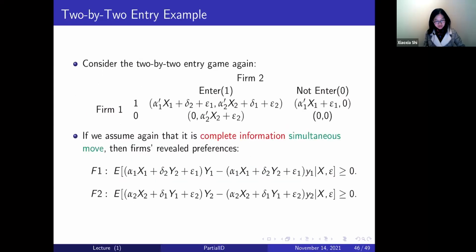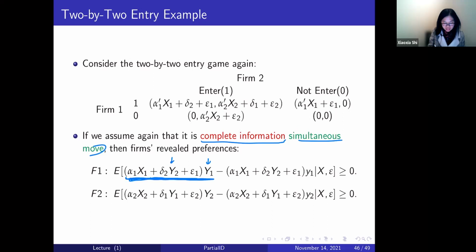Just to fix ideas, we can consider this 2x2 entry game again. Now, suppose we assume it's complete information and simultaneous move, just like before. You can set up the firm's revealed preference this way, right? So this is the utility. So here are the Y's. Y1 is the action of firm 1. Y2 is the action of firm 2. They are binary variables that take the value 1 and 0. So this is the utility of firm 1.